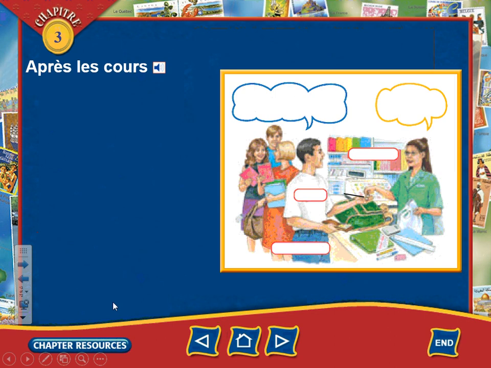Okay, now we're going to learn about all these ER verbs we've been talking about. These ER verbs are going to help us express activities that we do. Après les cours. This is after classes. Après is after. La caisse. So you can see we're inside a store here, and this young lady, she's working there. She's the cashier. La caisse is the cash register. Cash register.